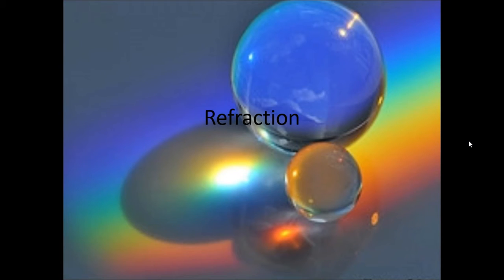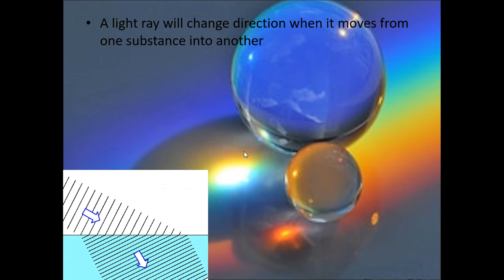Last week we talked about reflection, where light rays travel in a straight line. For today, we'll be talking about refraction. It's when a light ray changes direction as it moves from one substance into another.